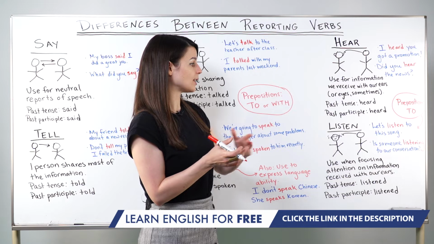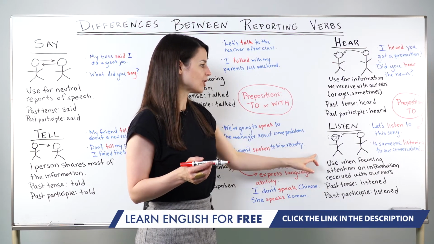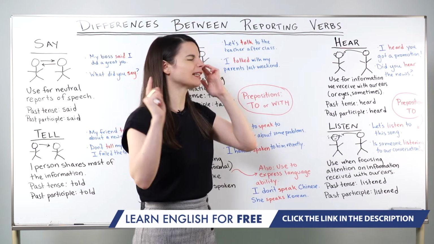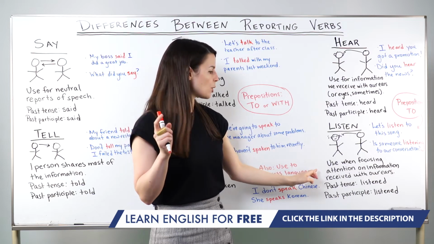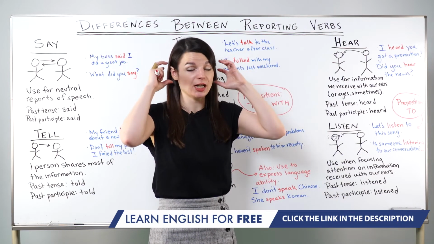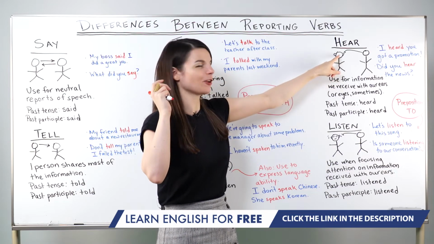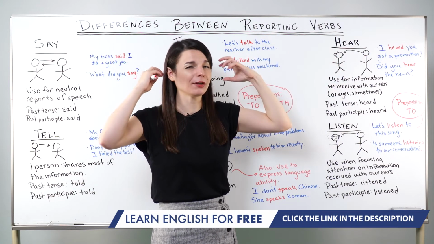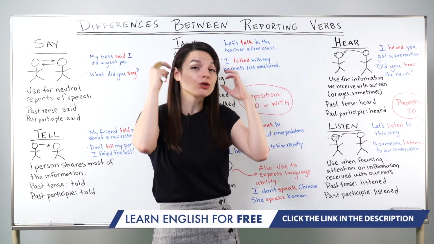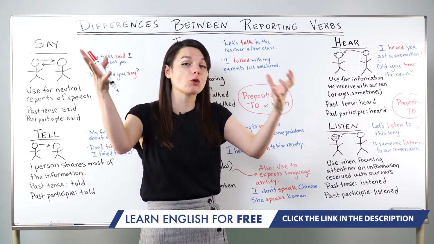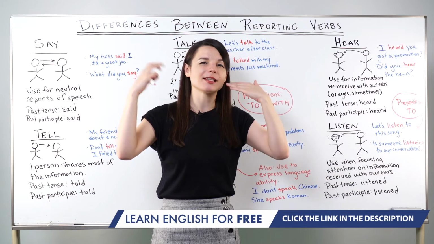Let's compare this then to listen. Listen. So again, we use listen for information with our ears, yes, but the key difference between listen and hear is that we use listen when we're focusing our attention on something we're receiving with our ears. So here, you'll notice like there's no face here. We're just receiving the information. With this person, I drew kind of a focused face because we're trying to listen, like we're trying to focus our attention on something. With hear, it's like the information just enters our ears.